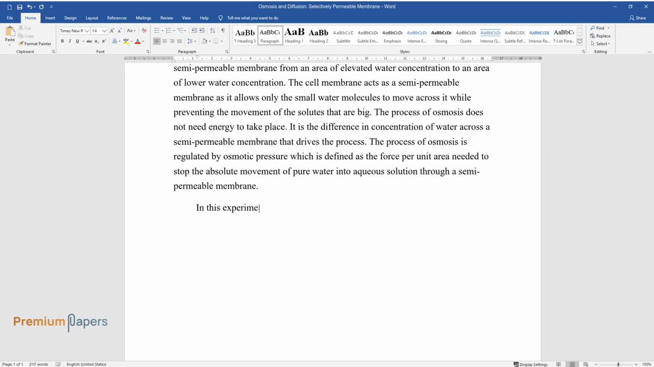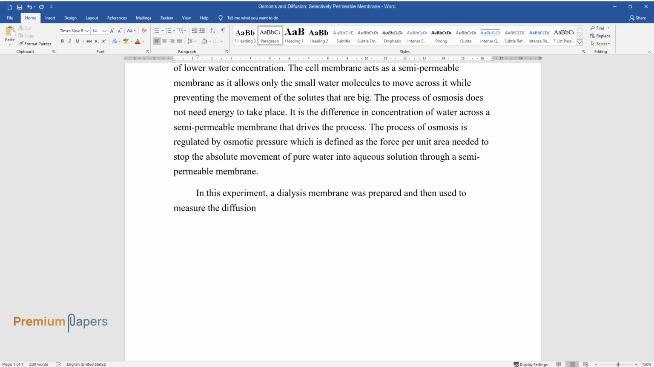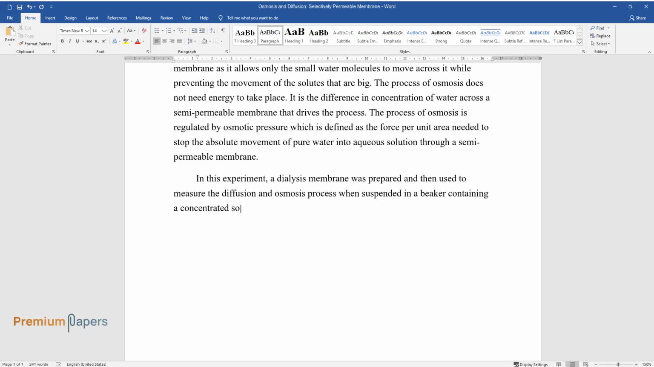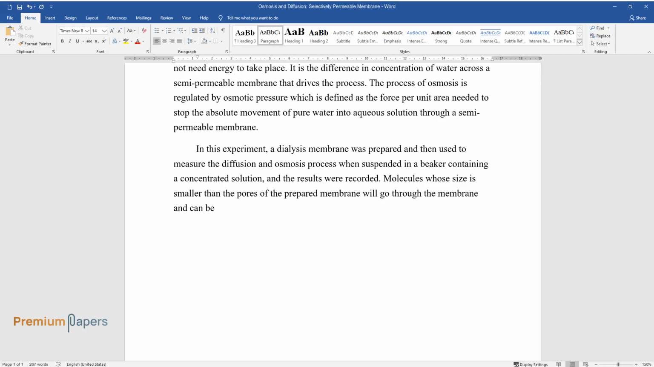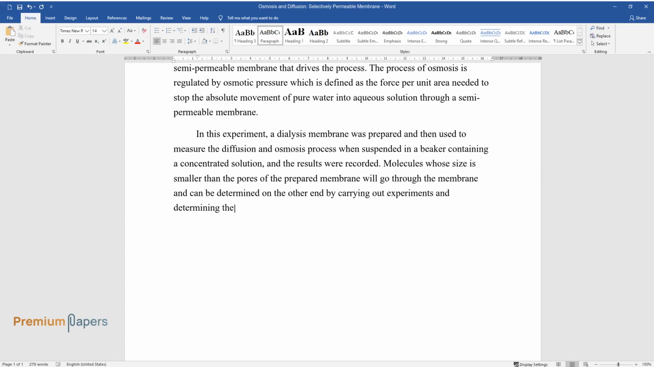In this experiment, a dialysis membrane was prepared and then used to measure the diffusion and osmosis process when suspended in a beaker containing a concentrated solution, and the results were recorded. Molecules whose size is smaller than the pores of the prepared membrane will go through the membrane and can be determined on the other end by carrying out experiments and determining the actual constituents.